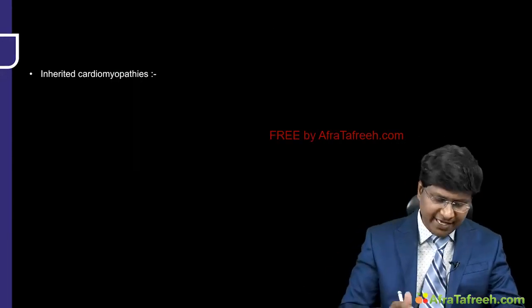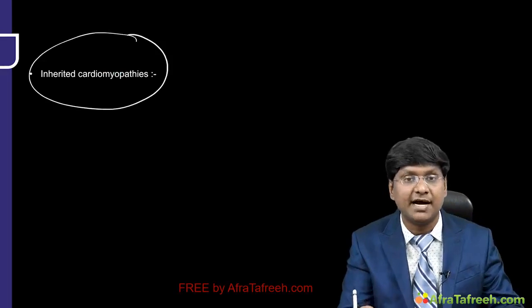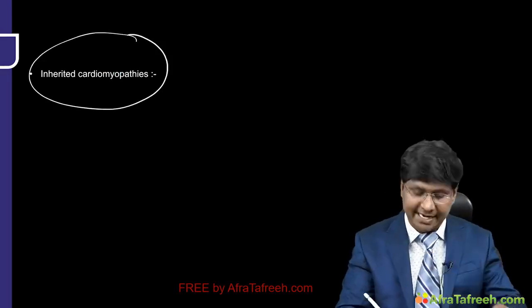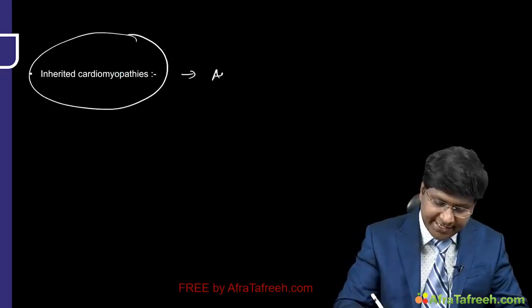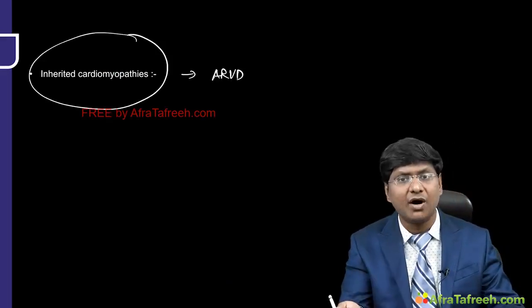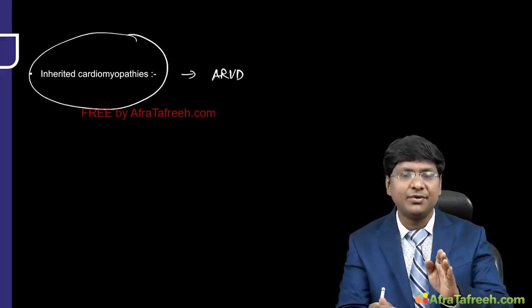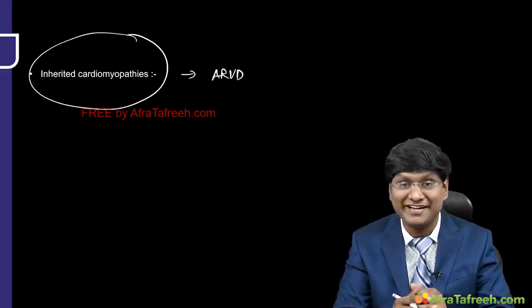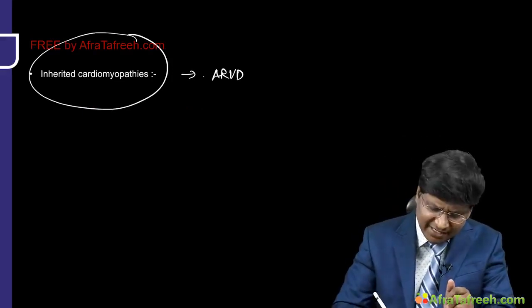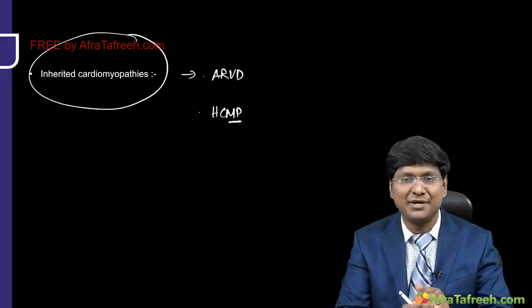Now apart from these, we have some inherited cardiomyopathies which are responsible for the development of heart failure. These include ARVD, arrhythmogenic right ventricular cardiomyopathy or dysplasia, where the right ventricular myocardium is replaced by fibrofatty tissue. And the other one, which I have already discussed, is hypertrophic cardiomyopathy, an autosomal dominant type of inheritance.